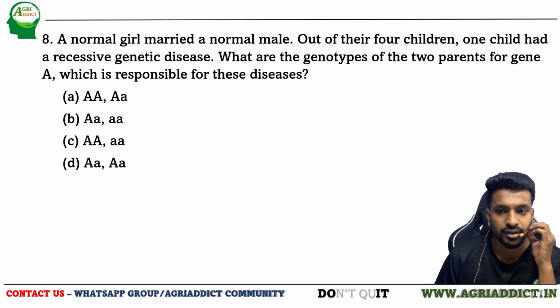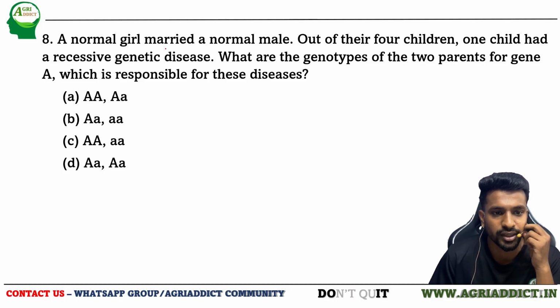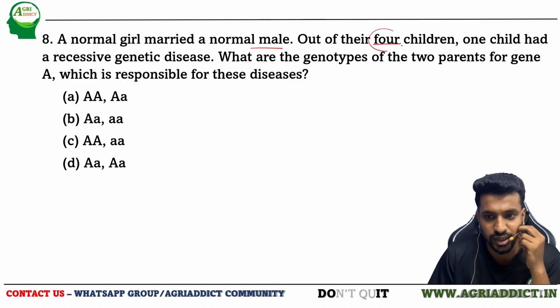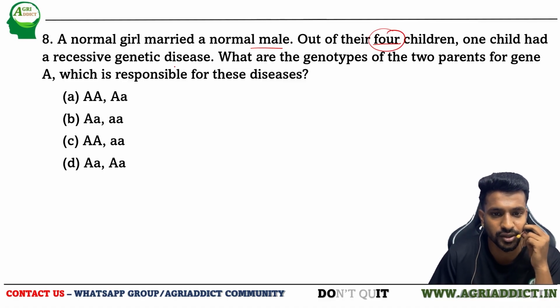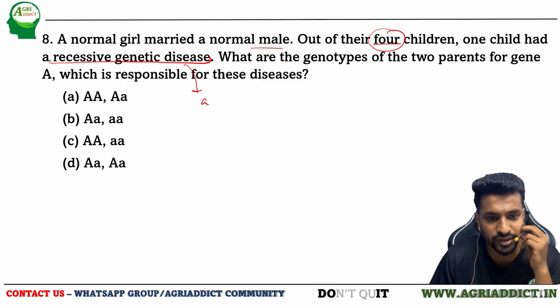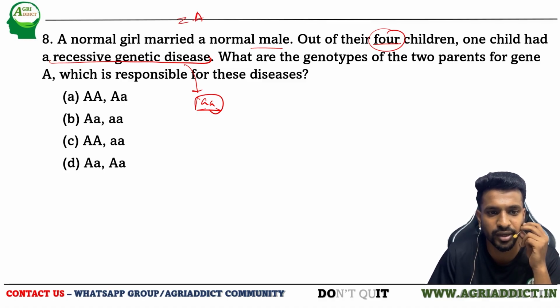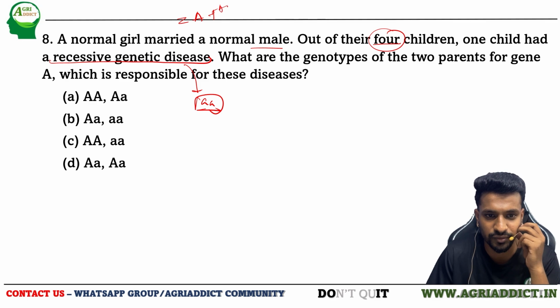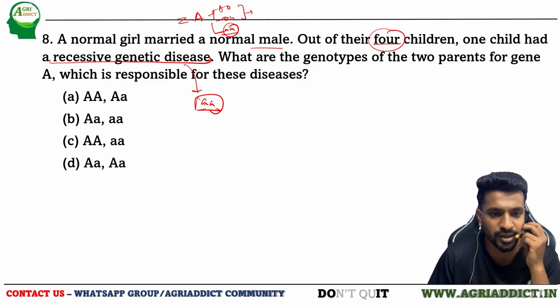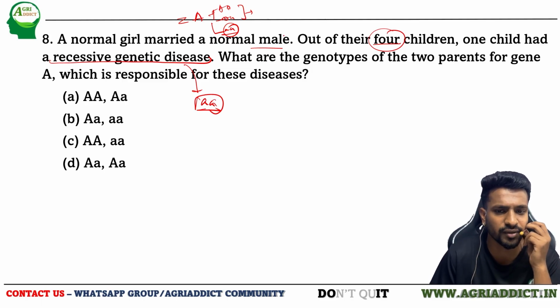Next one. So this is the probability question. A normal girl is married to a normal male, and out of their 4 children, one child has a recessive genetic disorder. That means the genotype of this particular child should be small a, small a, right? And I am assuming the gene is A. The dominant and the heterozygous genotypes will give the normal phenotype, and the recessive homozygous will give the diseased phenotype, right? So that is why I'm considering it as capital A. You can consider any alphabet you want.